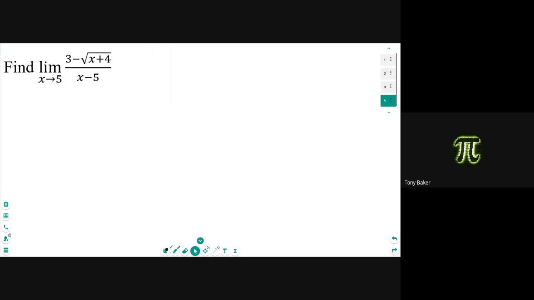What about this one? By the top and bottom. Of the numerator. All right. So if we plug in 5, what do we get? We're divided by 0, right? So it doesn't work. So we can't plug in 5 and get the answer.